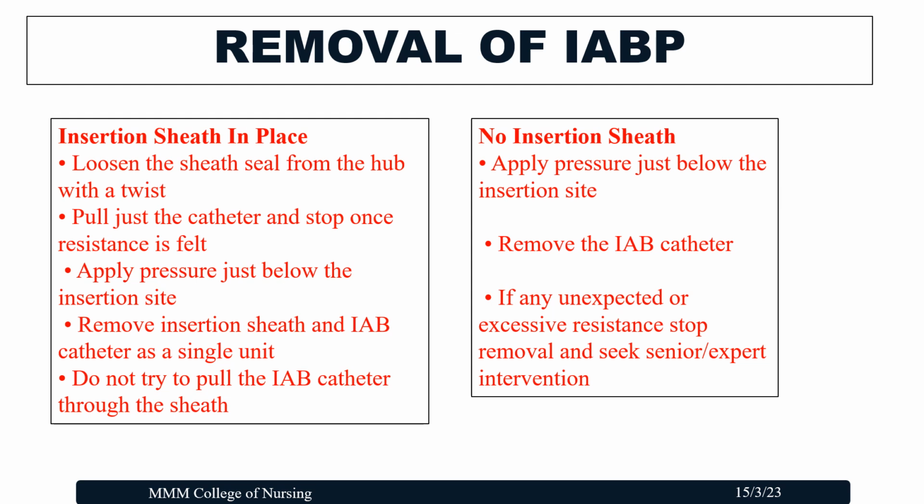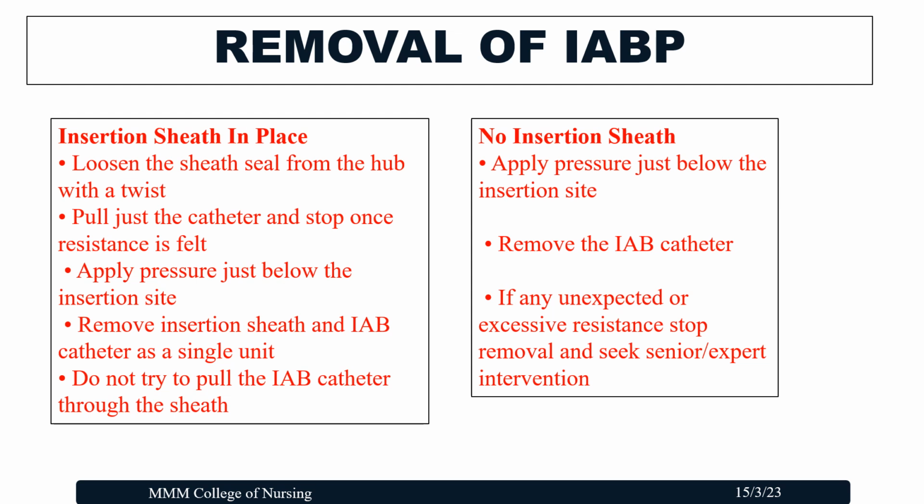So in removal of IABP, we should consider if it is sheath or sheathless. With the insertion sheath in place, loosen the sheath seal from the hub with a twist. Pull just the catheter and stop once resistance is felt. Then apply pressure just above the insertion site. Remove the insertion sheath and IABP catheter as a single unit. Do not try to pull the IABP catheter through the sheath. So together we should remove it.